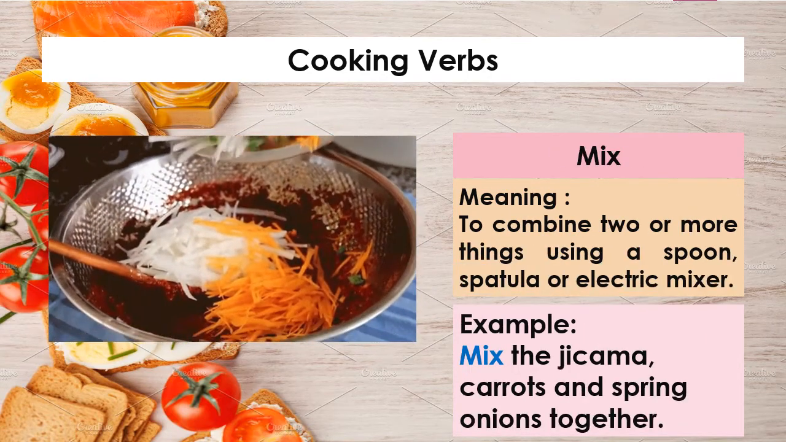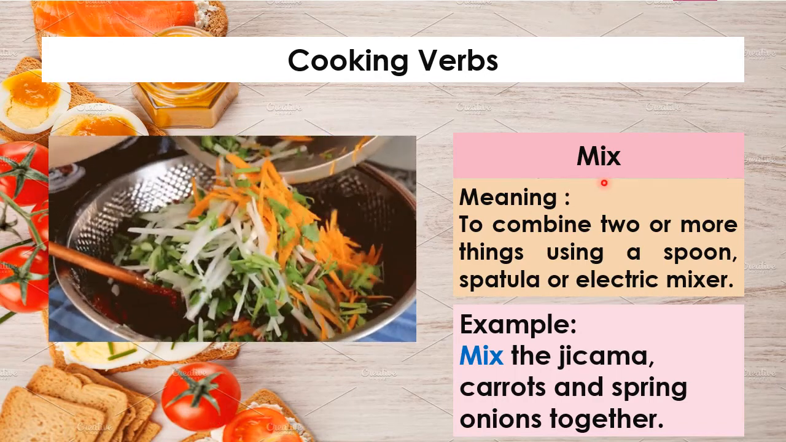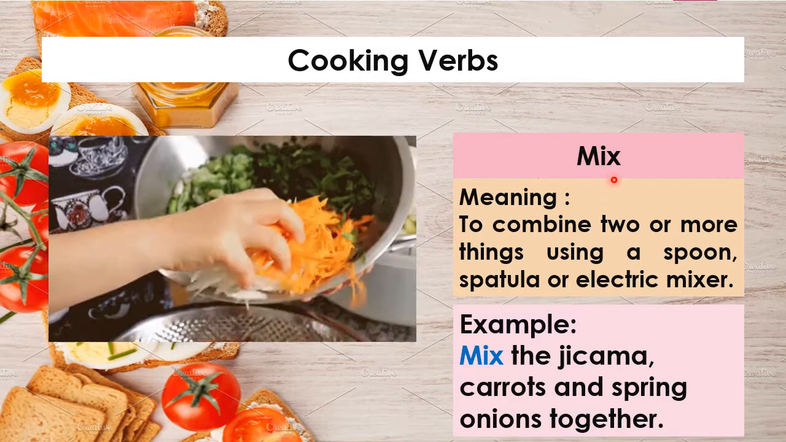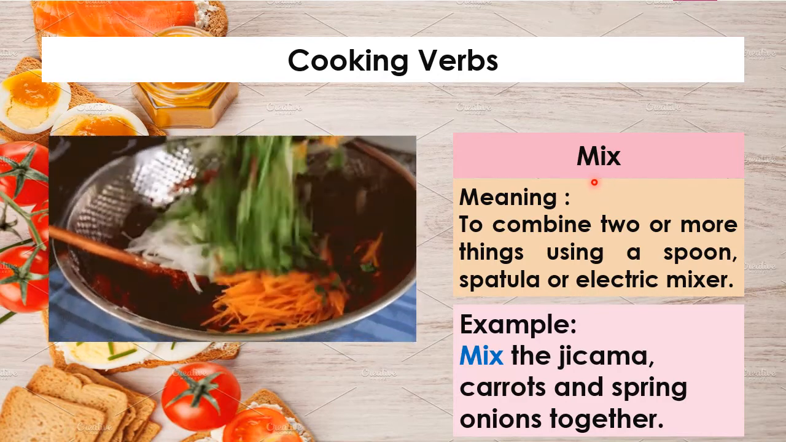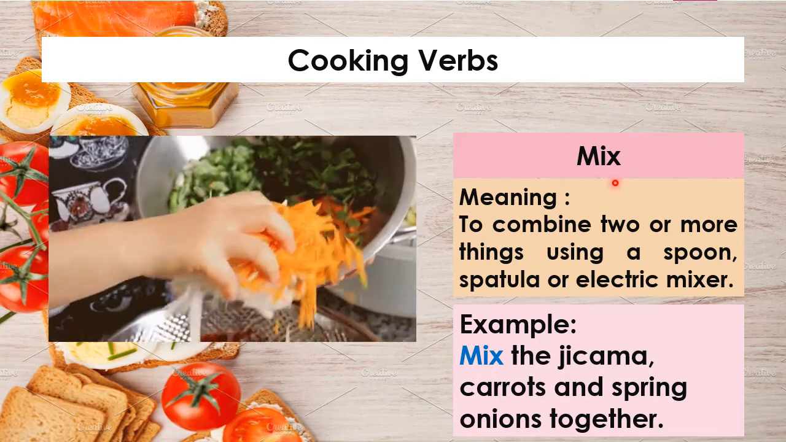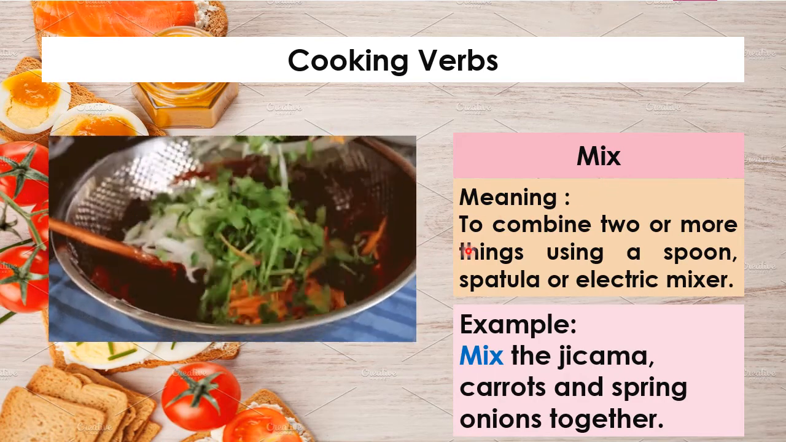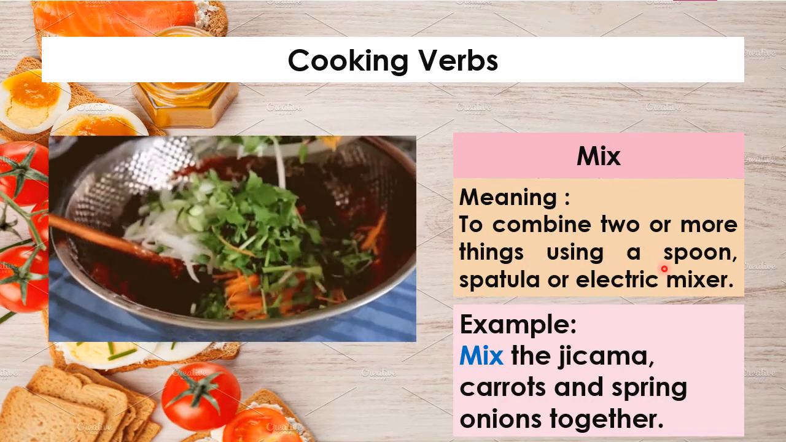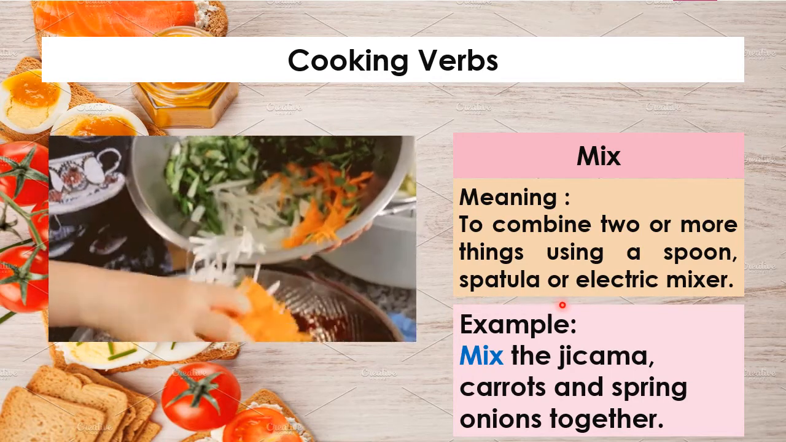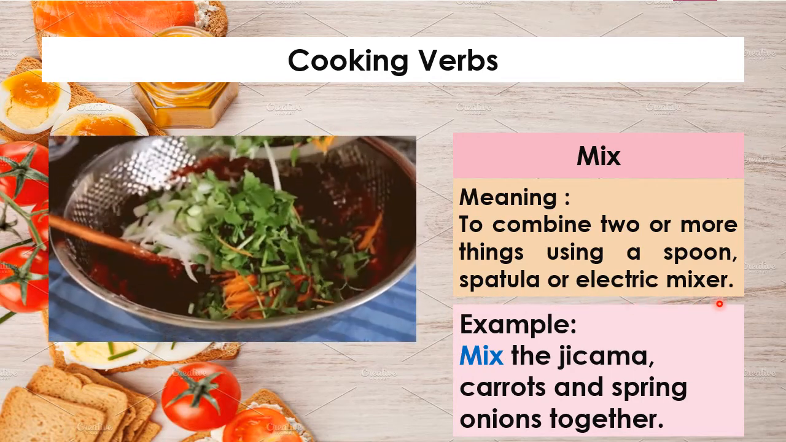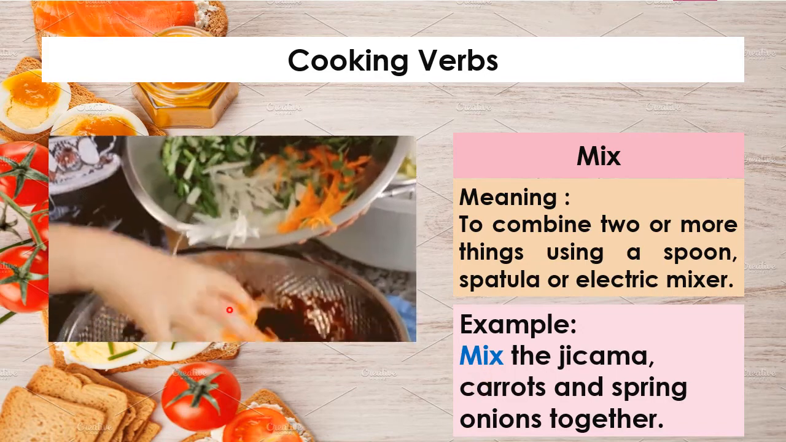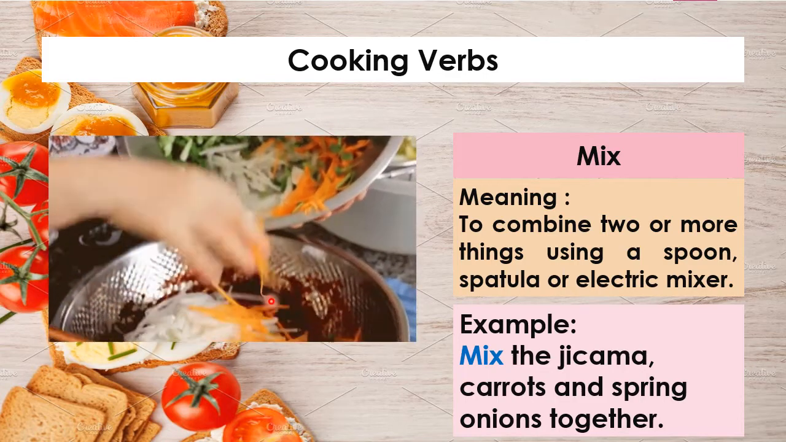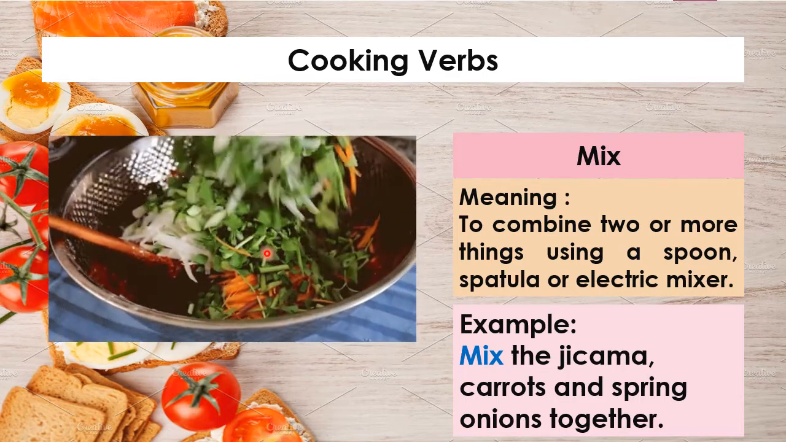The next cooking verb is mix. Say after me. Mix. M-I-X. Mix. The meaning is to combine two or more things using a spoon, spatula, or electric mixer. For example, look at this picture. Mix the jicama, carrots, and spring onions together.